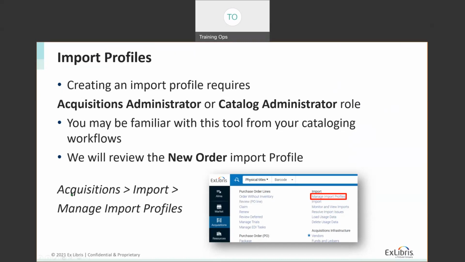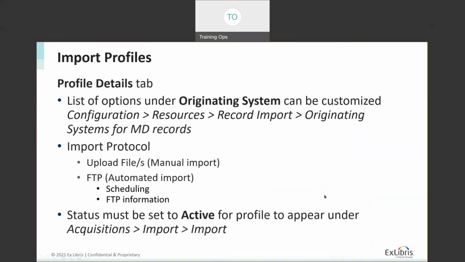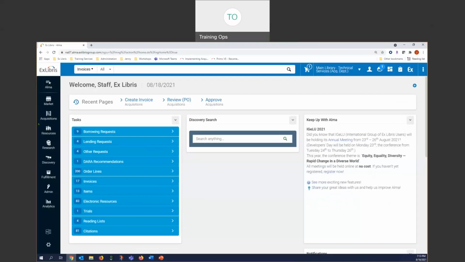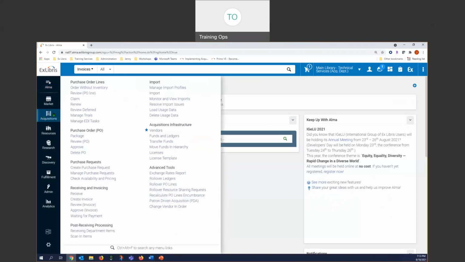So where you go is under acquisitions, import, and then manage import profiles. You'll see it right here on my screen. Now we're going to move through an import profile, and I'm going to get out of my PowerPoint and get into Alma. Now I want to show you something. If I go to acquisitions, import, manage import profiles, that's where I'm going to go.